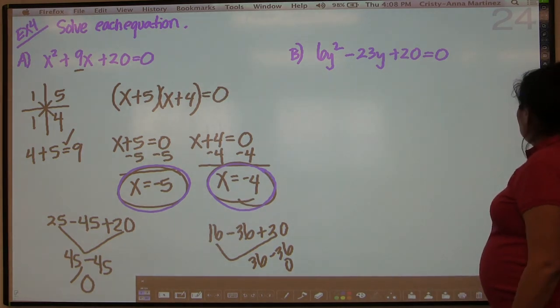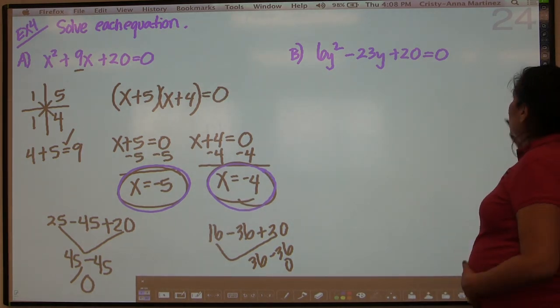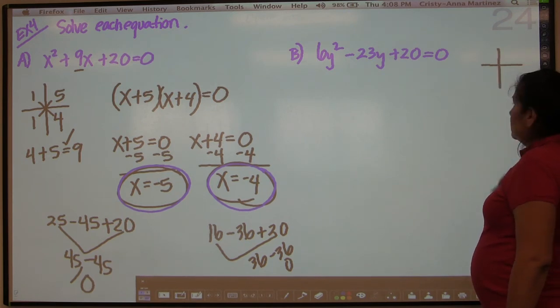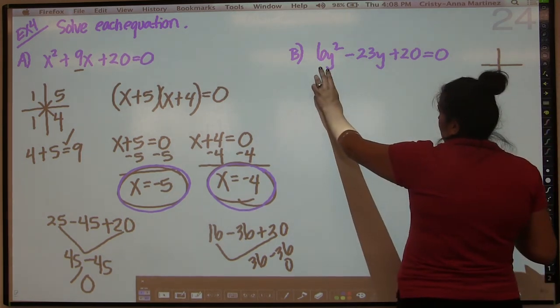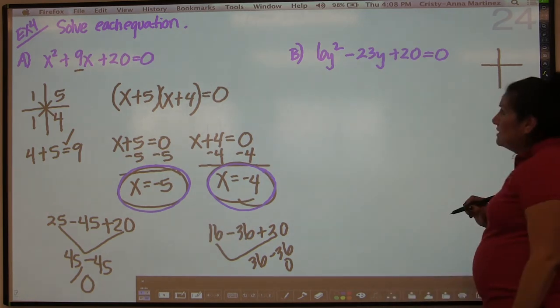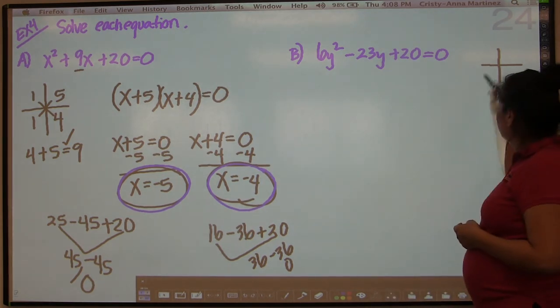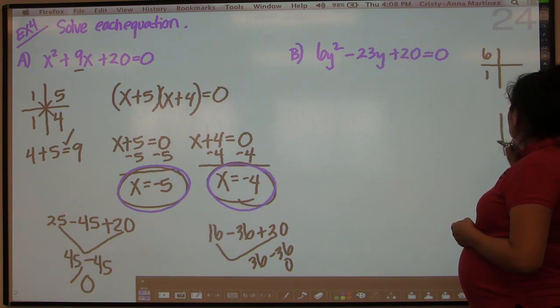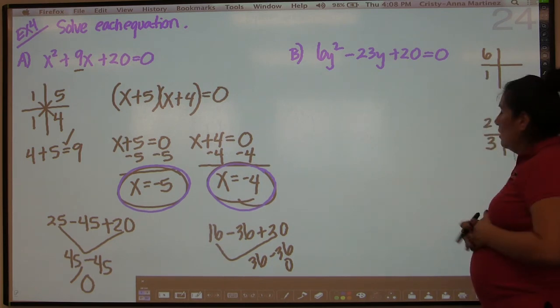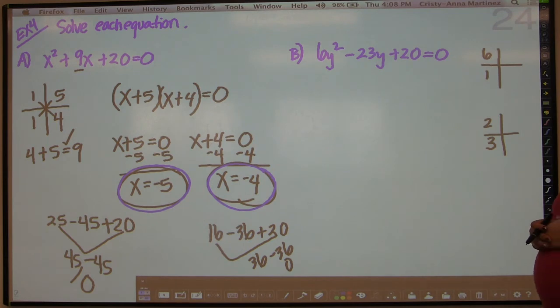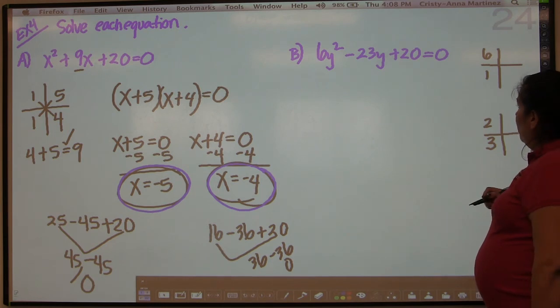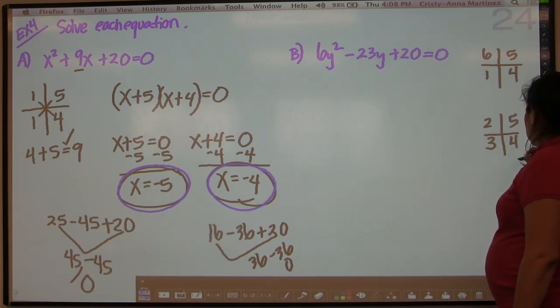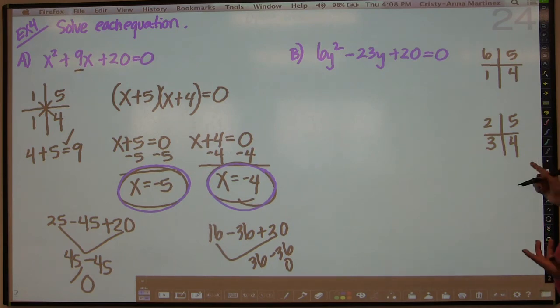So now we try that process all over again, and this time we have a little bit more of a tricky problem because now we do have something in front of the quadratic. We have a 6. So if you have a 6, you can do 6 times 1, or you can do 2 times 3. Those are the two options that you have for a 6. And then you have 20, and for 20 let's try 5 and 4 first. Okay, so I'm trying 5 and 4 in both scenarios, okay?